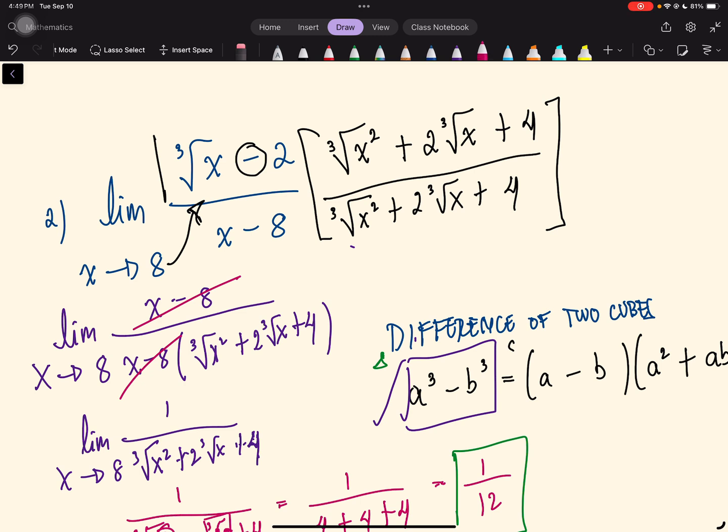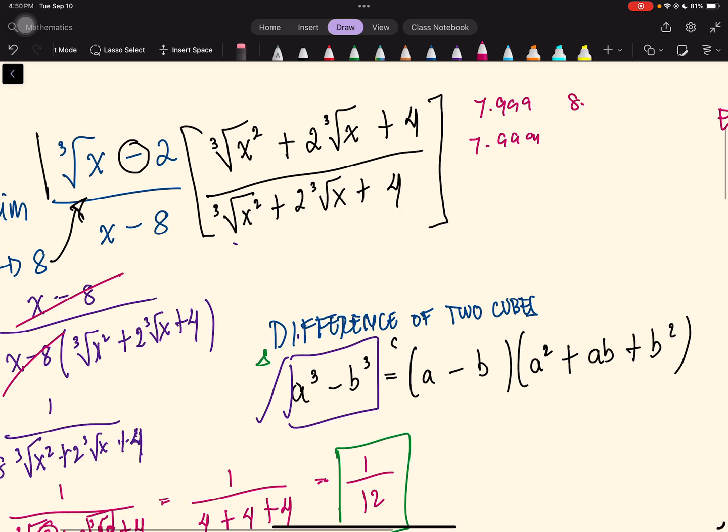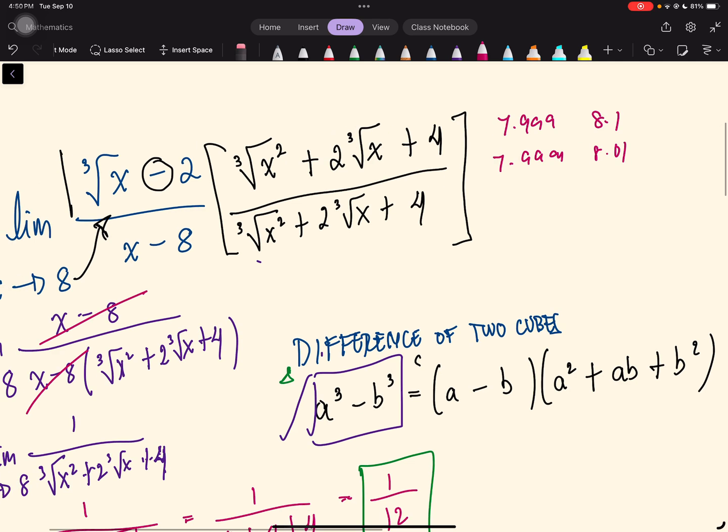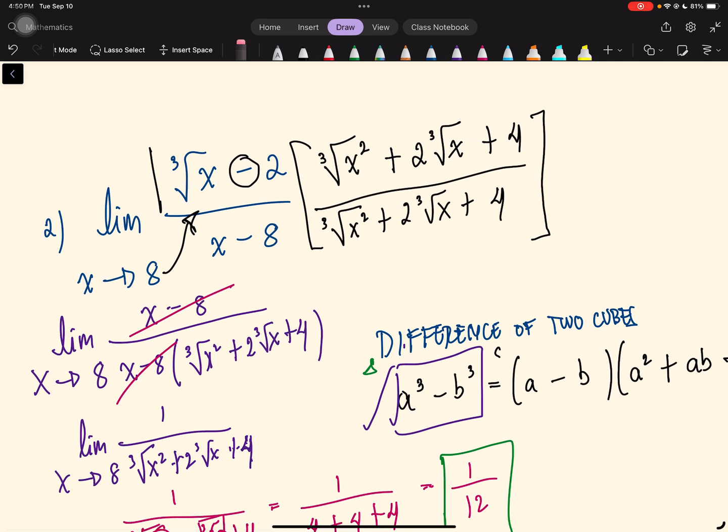What others do there is make a table of values. They plot 7.999, 7.99999, or from the left 8.01, right? They plot and substitute the values. That's possible, but it takes a lot of time, especially if you're taking an exam, right? And also, sometimes it's not accurate. And sometimes we also have strict teachers who really want you to show your work algebraically. Okay?